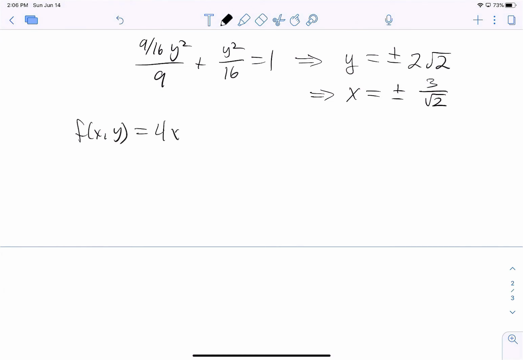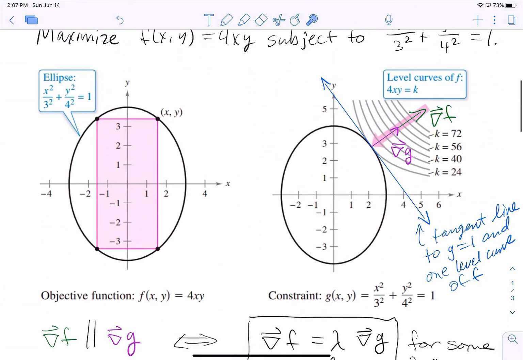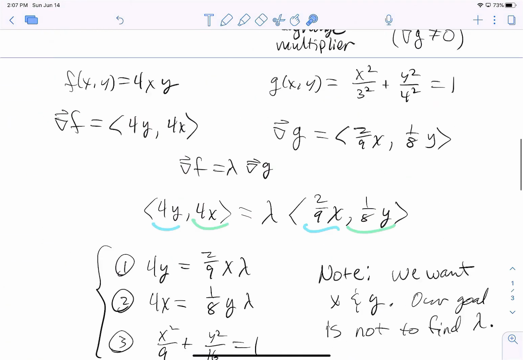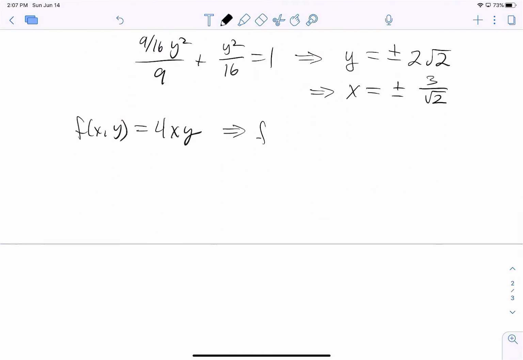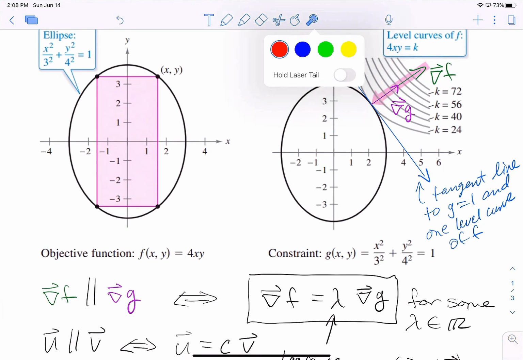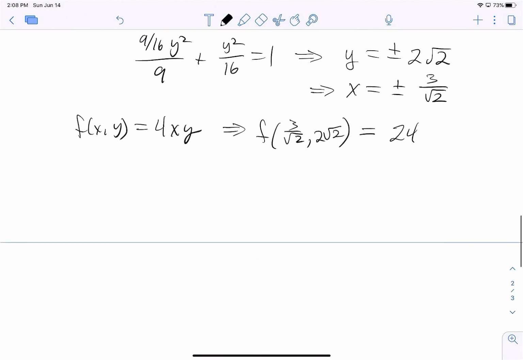F of x, y at the beginning was 4xy, and our picture originated with xy in the first quadrant because we were talking about the area of a rectangle. So if we look at f of 3 over root 2, 2 square root of 2, that's a point in the first quadrant, and it evaluates with 4xy to being 24. That, of course, agrees with what we thought when we saw the pictures to begin with, right? Remember, we were told that k is going to be 24 with k equals 4xy, but we aren't going to have that picture usually.